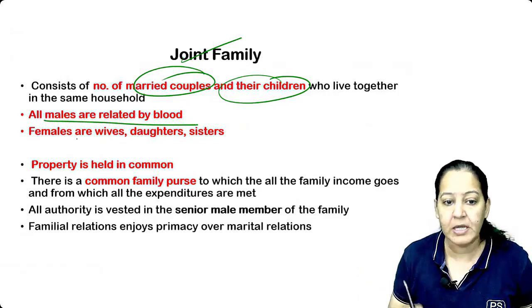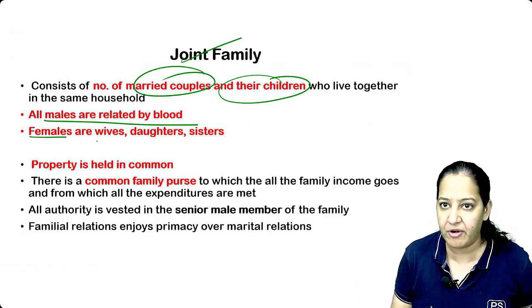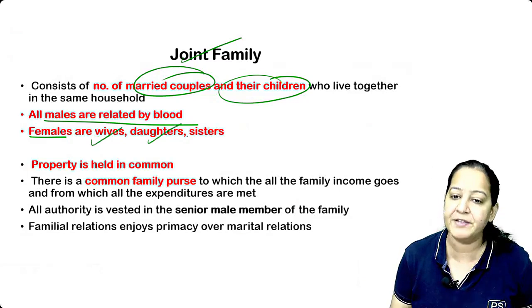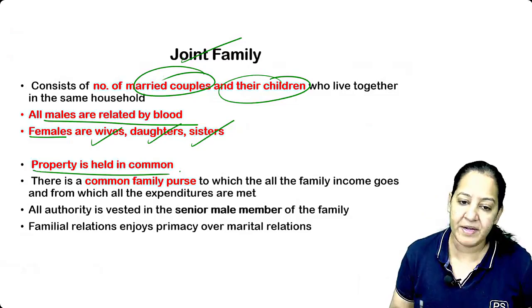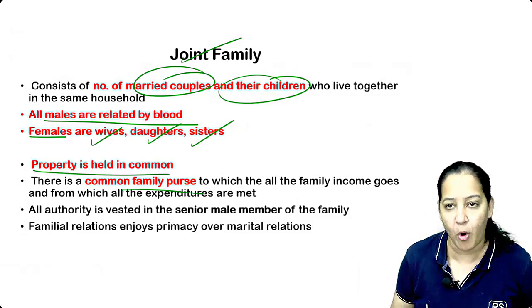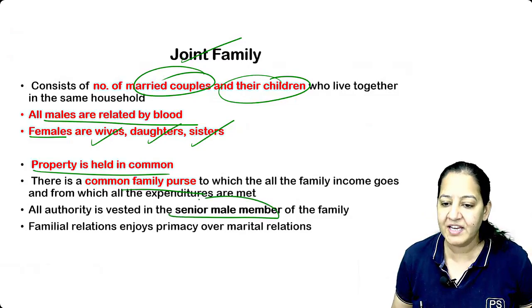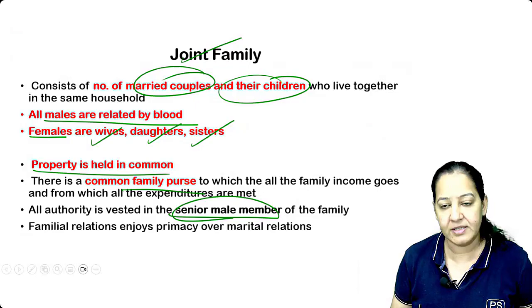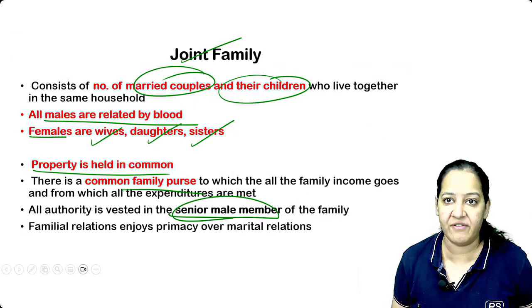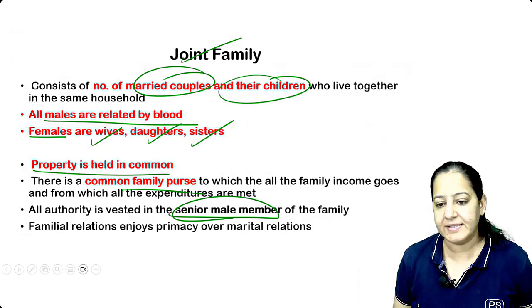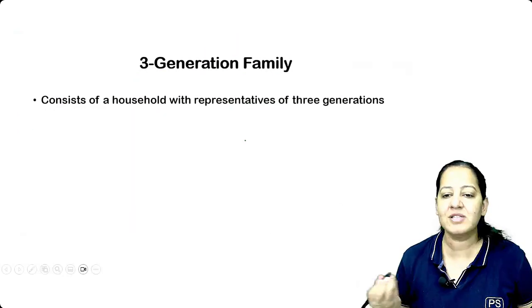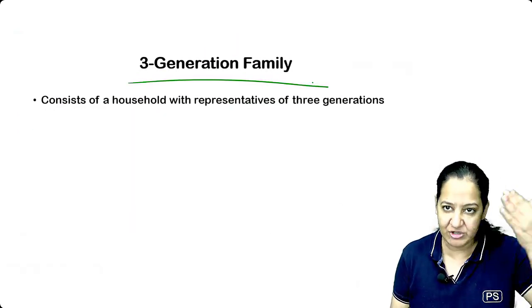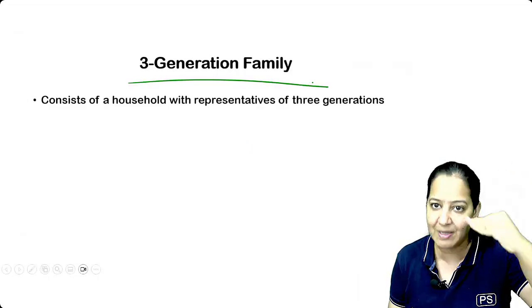They all are brothers. All the females are not blood relatives. They are the wives, they are the daughters, they are the sisters. You understand, in India it's very common. Property is common. There is a common pocket. And the senior male of the family is the authority. The senior male of the family, maybe the grandfather, maybe the most senior son, is the head of the family. He will take all the common purse. Okay, so this is joint family. 3-generation family, in which 3 generations remain together. The grandparents, the parents, the children.